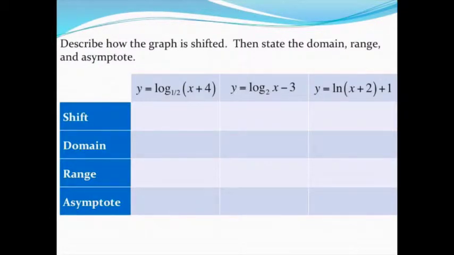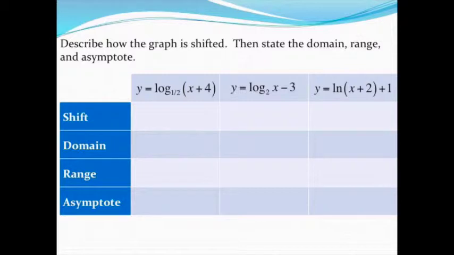So here are 3 examples of logarithmic equations. Let's go ahead and describe how the graphs have been shifted and then state the domain, range, and the asymptote. So notice too, I haven't graphed anything. I don't really care about graphing these. If you want to graph them, I would just use a table on my calculator. But for now, let's just worry about describing the domain, range, and asymptote.